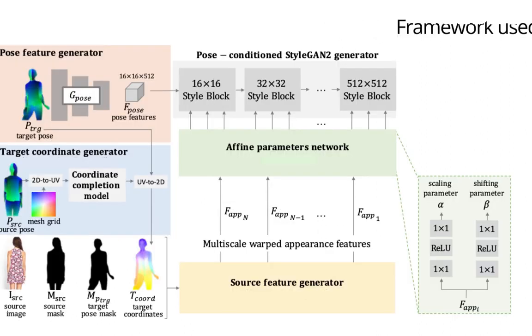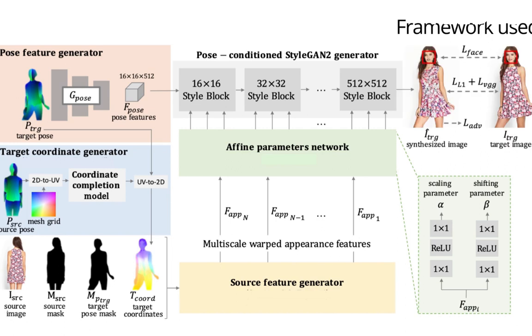Fourthly, before passing the warped features to StyleGAN, we used an affine parameter network to compute alpha and beta as required in the StyleGAN network. Lastly, we also used losses like face loss so as to retain the identity of the source image.